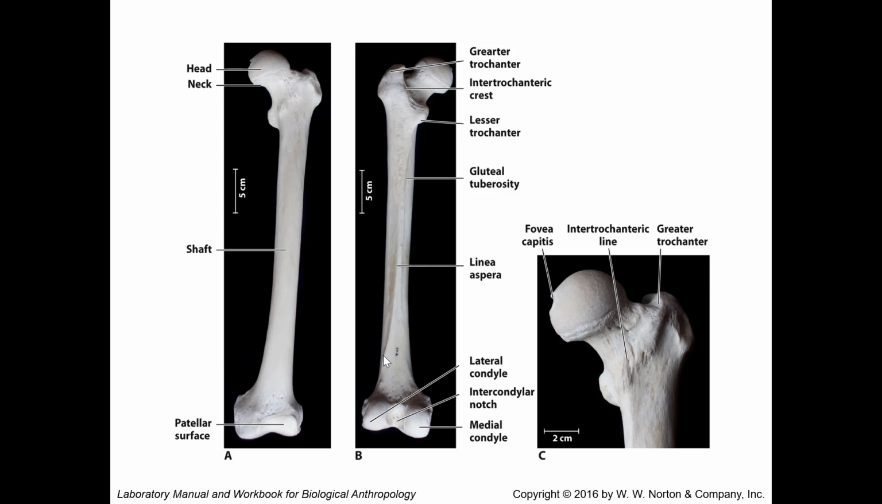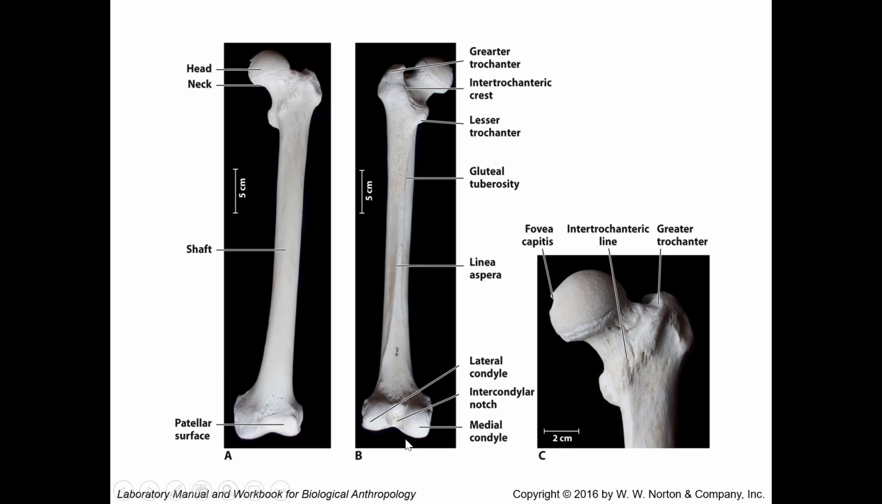So there are two large rounded projections at the distal end of the femur. The more medial projection is called the medial condyle, so you can see that here, and the more lateral is called the lateral condyle. These two condyles will articulate with the proximal end of the tibia, or the shin bone, and it'll form the knee joint. On the posterior surface between these two condyles, there's a depression called the intercondylar notch, so inter, in between the two condyles, intercondylar notch, and also called the intercondylar fossa.